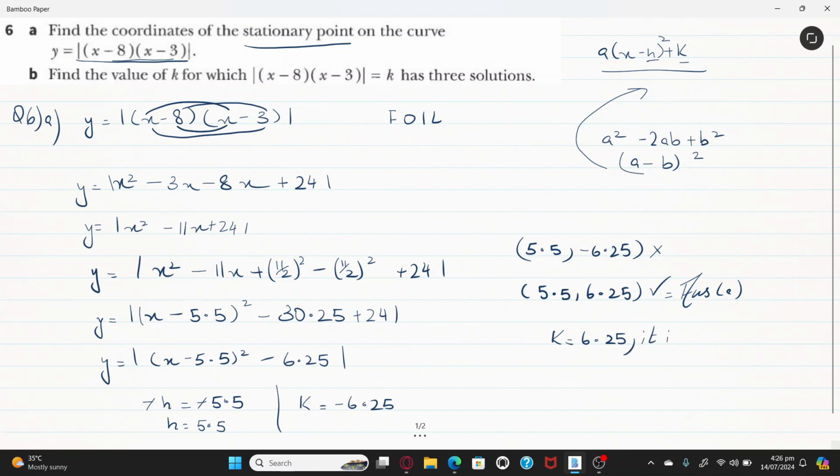It is going to have 3 solutions, and that's it. This is our answer for part B.